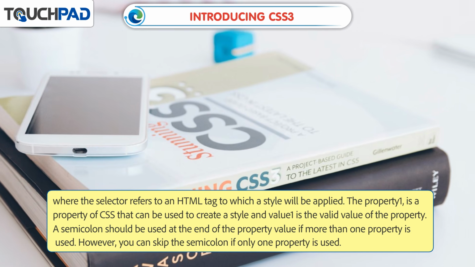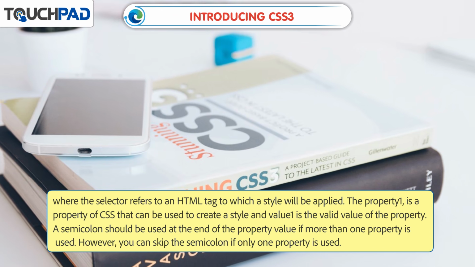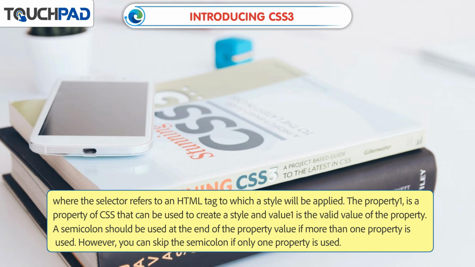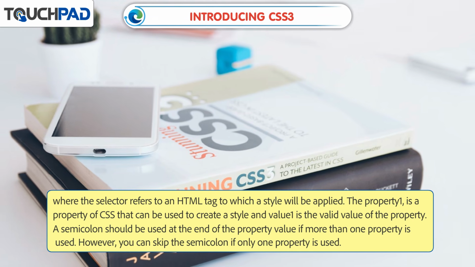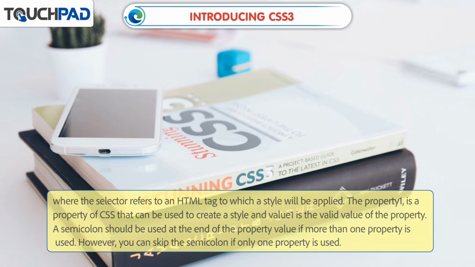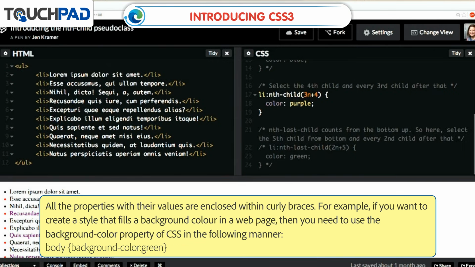A semicolon should be used at the end of the property value if more than one property is used. However, you can skip the semicolon if only one property is used. All the properties with their values are enclosed within curly braces. For example, if you want to create a style that fills a background color in a web page, then you need to use the background color property of CSS in the following manner.